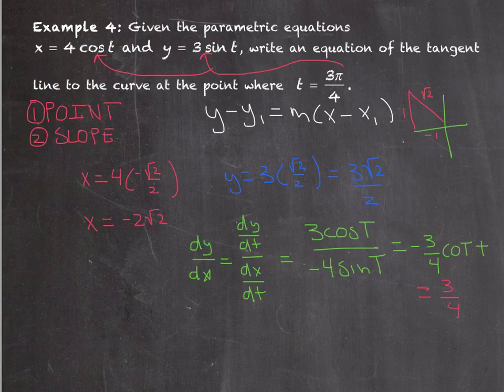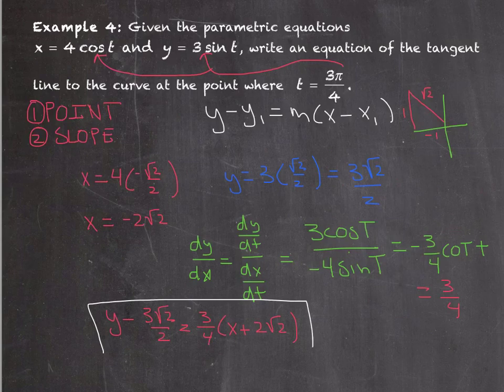And so then we're going to do y minus the y-coordinate, which is 3√2 over 2, equals the slope, 3/4, times x minus a minus 2√2, so that's going to be x plus 2√2. And because this is calculus, we're going to leave our answer in point-slope form, and so that is our answer.